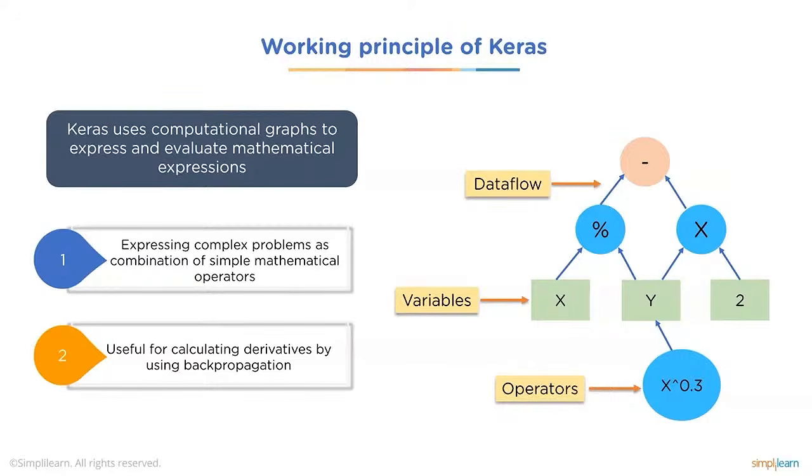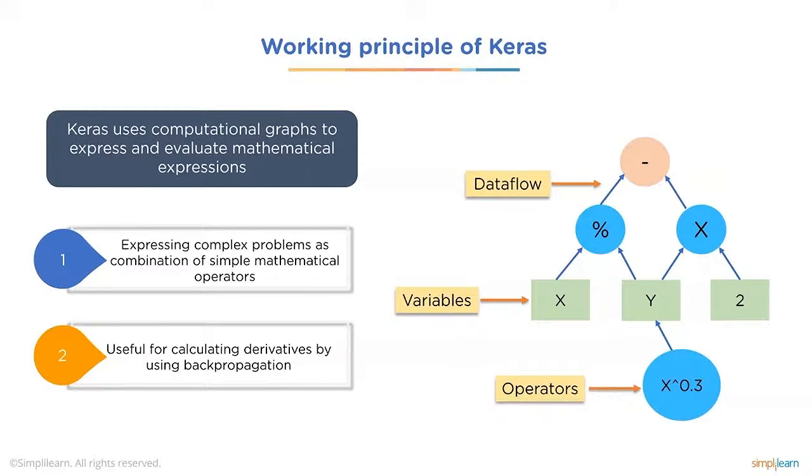They express complex problems as a combination of simple mathematical operators, where we have like the percentage, or in this case in Python that's usually your remainder, or multiplication. You might have the operator of x to the power of 0.3. And it is useful for calculating derivatives by using backpropagation.